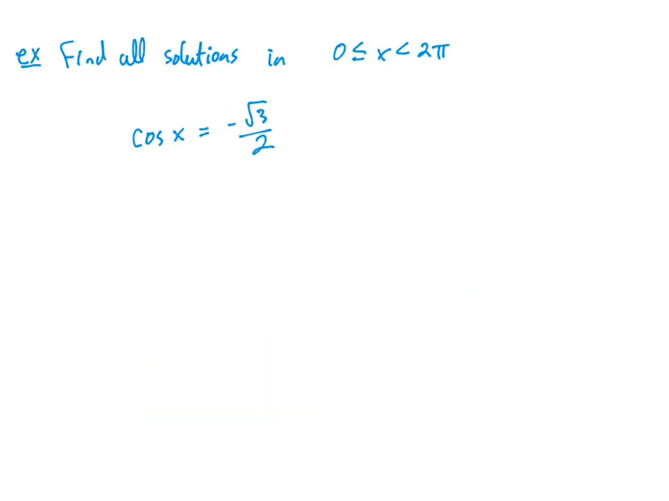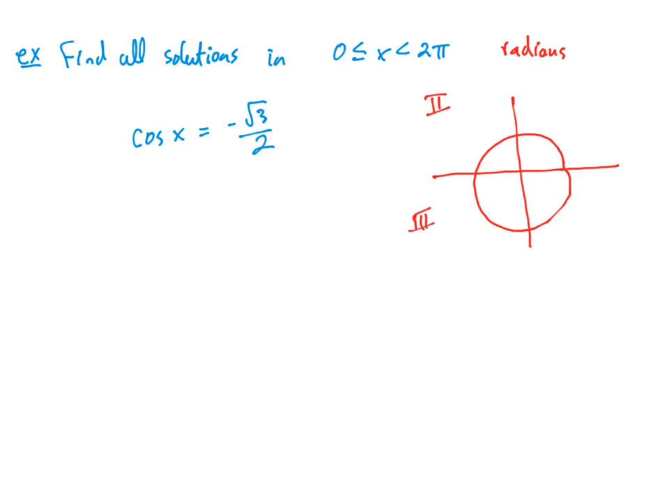The next example says find all solutions in 0 to 2 pi. Again, we're in radians, for the equation cosine of x is equal to negative root 3 over 2. If we think about this on the unit circle, cosine is negative in quadrant 2 and quadrant 3. So cosine is negative root 3 over 2 at these two positions, and those angles are 5 pi over 6 and 7 pi over 6. So x is equal to 5 pi over 6 and 7 pi over 6.